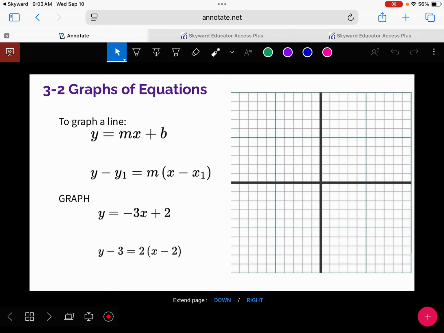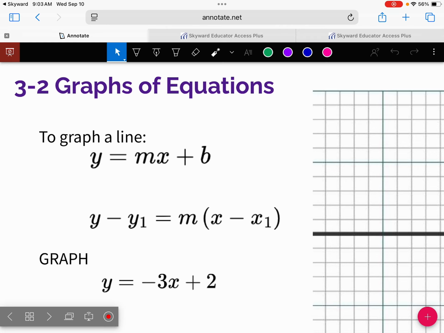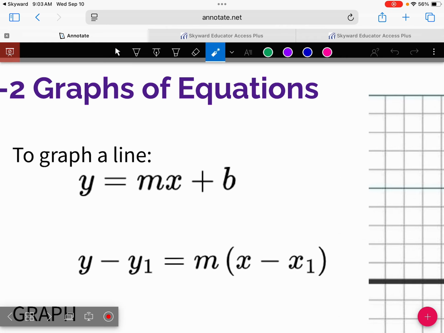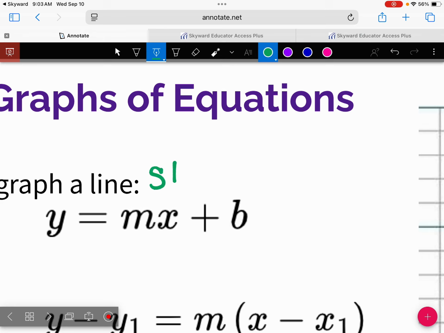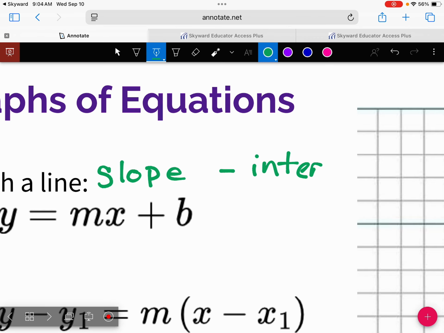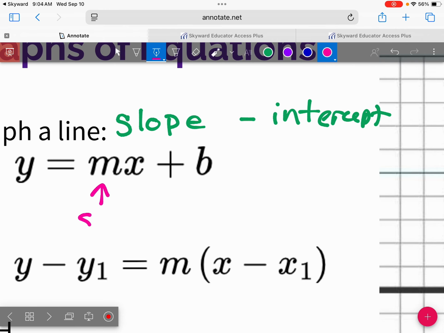So we have two of our most common forms we'll see up here. This one we've seen, that's our slope-intercept. This guy's slope-intercept. What is our slope on this one? M. So this guy is our slope. So what is the B then? Our y-intercept.